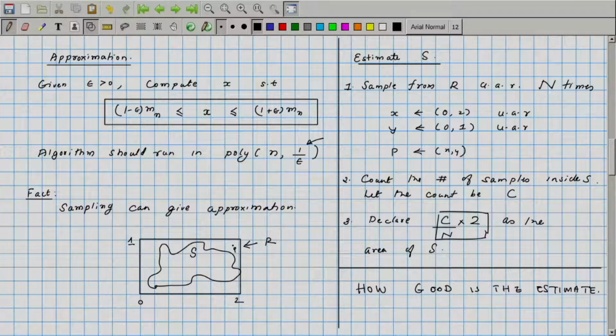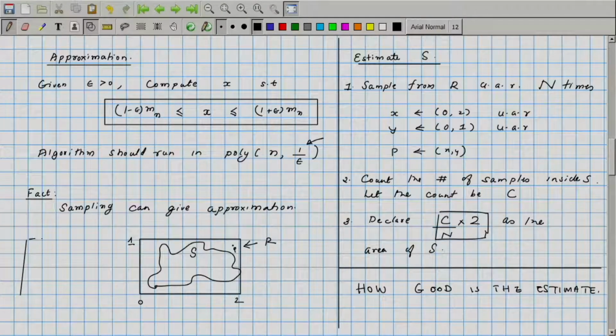Okay. So, clearly our intuition will tell us that the larger the n is, the better the estimate will be, but how large an n can we afford? Suppose the area S was very small, suppose this was S, then we know that we might have to sample more times than what is required here.